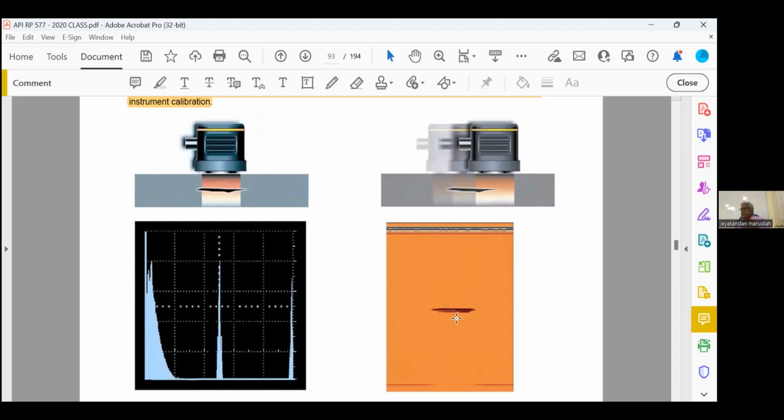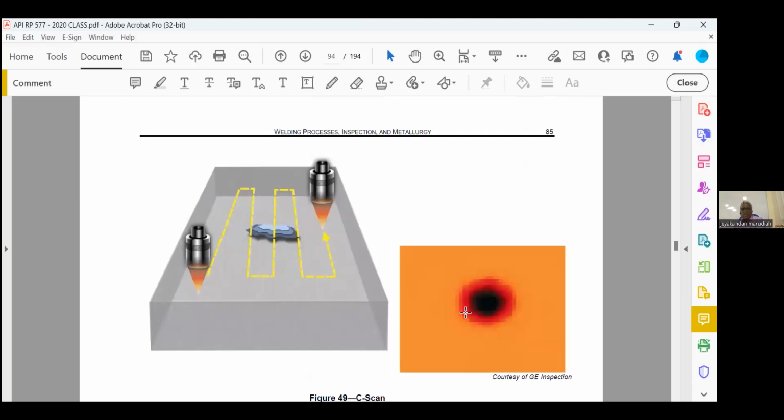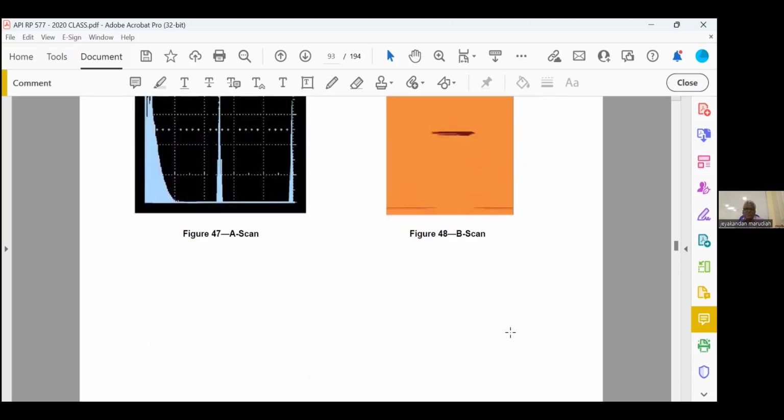This is a closed book question. B-scan will give the cross-section. You can see the defect, the actual defect, how the screen will look. C-scan, the same defect, will give you a plan view, top view. So B-scan is the cross-sectional view, C-scan is the top view. These two things you have to remember. So highlight from here.